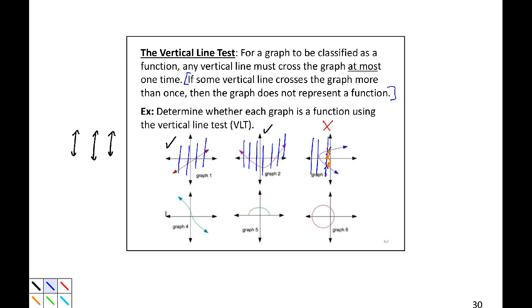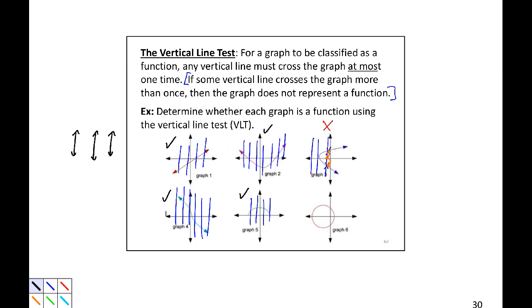Let's move on to graph 4. I can cross once in lots of places, but never more than once. So this one is a function. Next, try to graph it more than once. Nope, we're good. I can only cross it once, so that one is a function.